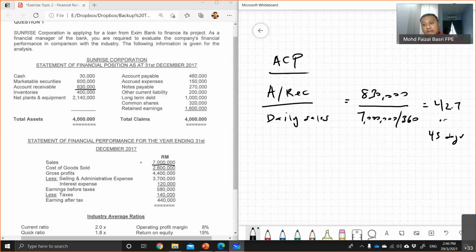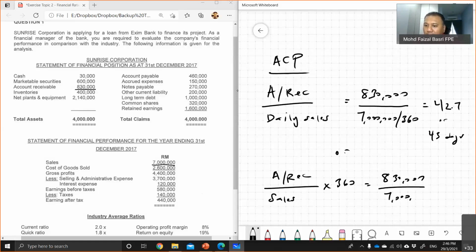Or the alternative I mentioned earlier, you can use account receivable divided by sales times 360 outside. I don't divide here in the denominator, it's outside. So it will be the same amount: 830,000 divided by 7 million, but multiply by 360. So it's supposed to be the same answer.